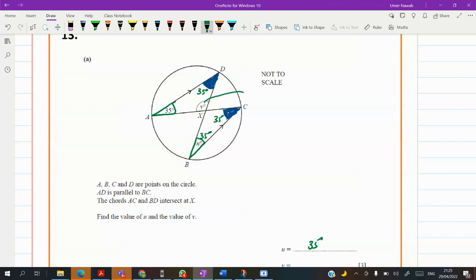Now I can easily find V. V is equal to 180 minus 35 plus 35. The interesting property here in this question, he used the circle properties plus the parallel lines properties. The mixture of them has made this question, and the students can, inshallah, easily solve it in the exam. So that is 110.